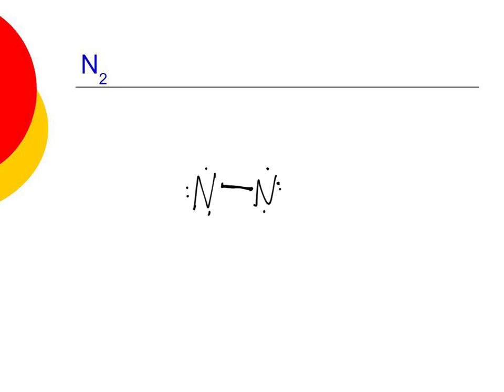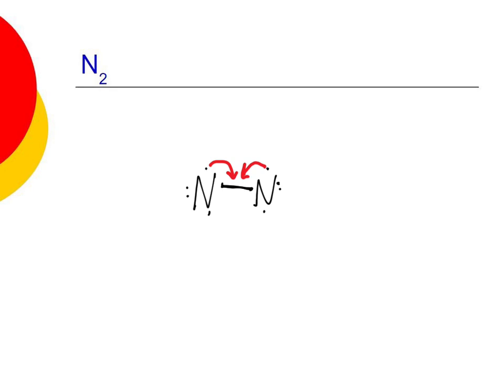Neither of them have an octet, so they're going to keep trying to move electrons around until they get an octet. What else could they do to continue getting closer to their octet? Jason? The 2 at the top and the 2 at the bottom should connect. Exactly.